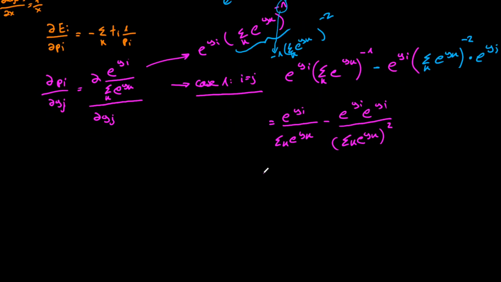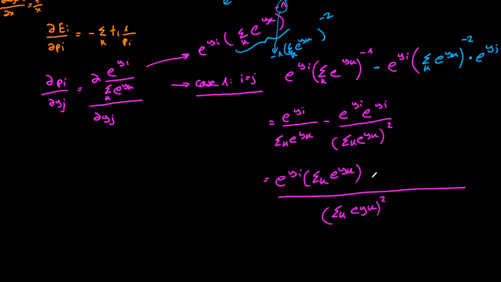Now, we are gonna make a common denominator to unify this subtraction. To make the same denominator, we have to multiply this by itself to make it a square. So we are gonna multiply the same denominator by the same element. So this is e^(y_i) multiplied by summation over k of e^(y_k), divided by summation over k of e^(y_k) squared, minus e^(y_i) e^(y_j). We just unified the whole division.